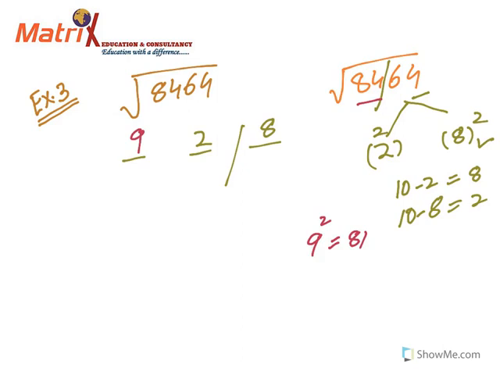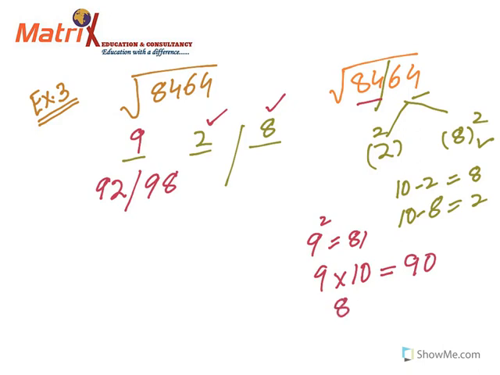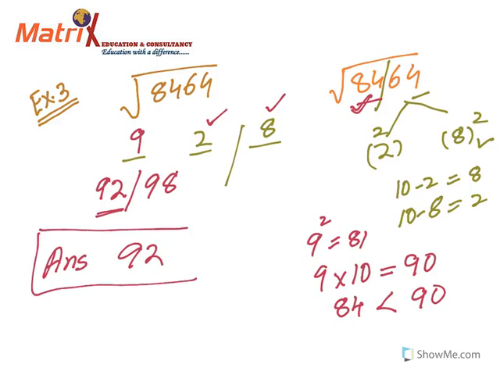Now, what step did I tell you? To find out whether it is 92 or 98, multiply 9 with its next number, which is 10, and 9 times 10 is 90. Now compare 84 and 90. 84 is less. 84 is the inside number. Compare this with 90, which is larger in this example. So we will pick the smaller number, 92, as our final answer. So it is 92.